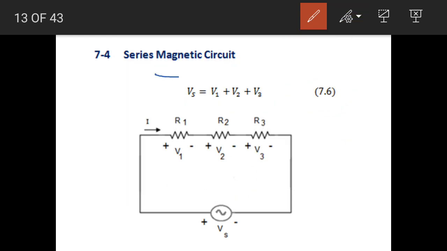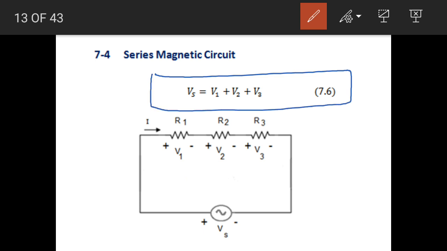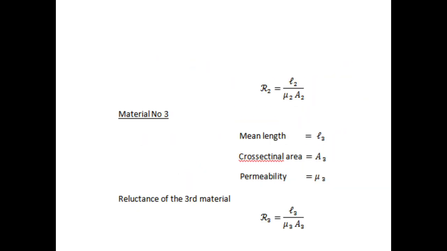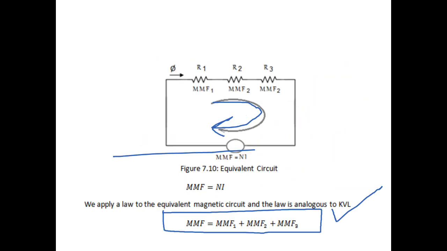So that equation is analogous to this particular equation. The total MMF in the series magnetic circuit will be equal to MMF1 plus MMF2 plus MMF3. So MMF is analogous to Vs, MMF1 is analogous to V1, MMF2 is analogous to V2, MMF3 is analogous to V3, right? So equation number 7.6 is analogous to this particular equation.